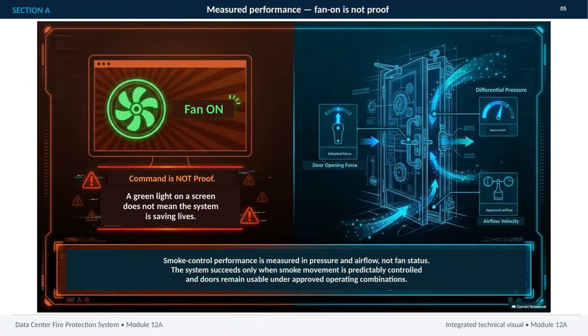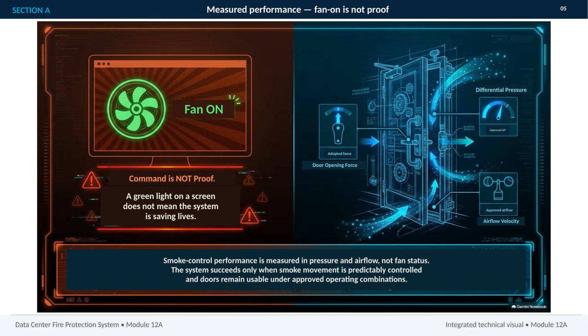A fan running is only a command state. It tells us that the system has been instructed to operate or that a control screen reports an active condition. It does not, by itself, prove that smoke control is working as intended. Command is not proof. The evidence has to come from measured performance. That includes the differential pressure across the protected space, the force required to open doors, and the airflow velocity or approved airflow through the system.